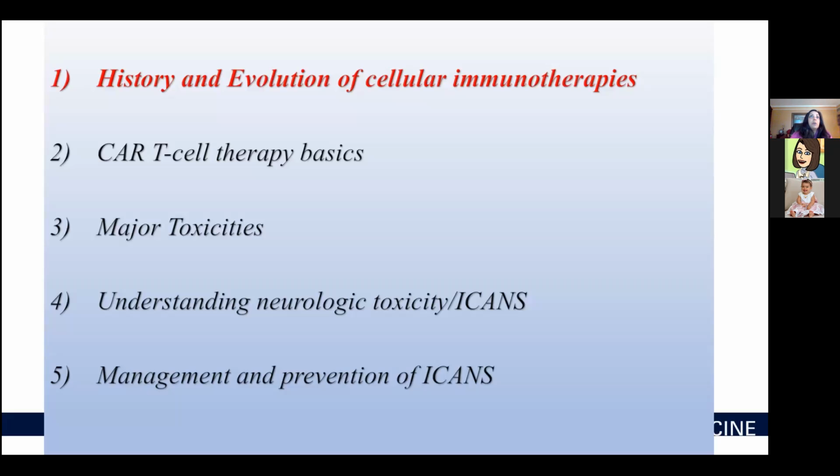So I want to talk to you a bit about the history and evolution of cellular immunotherapies. I'll tell you some basics about CAR T cell therapy, what that is and what we use it for. I'll talk about the two major toxicities, which are cytokine release syndrome and ICANS. And then I'll tell you a little bit more about the pathophysiology of the neurologic toxicity, which is ICANS, and then how we manage it and how we may prevent it in the future.